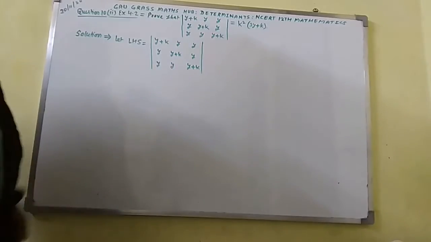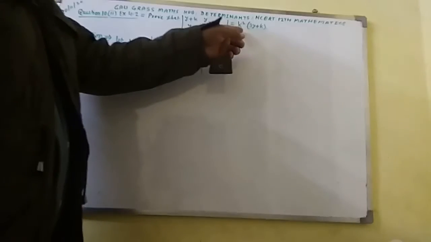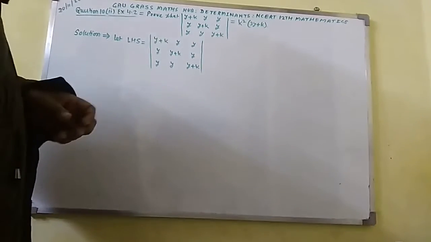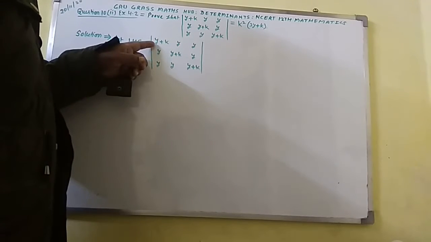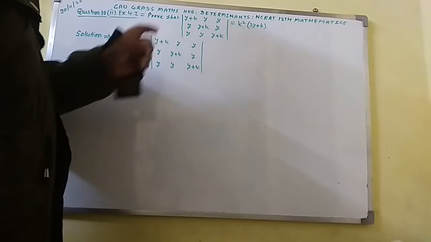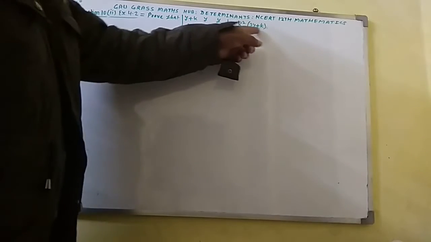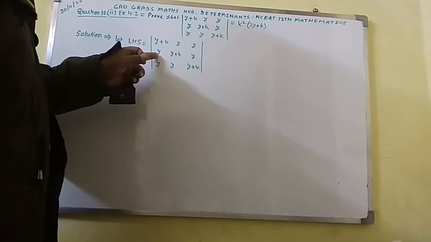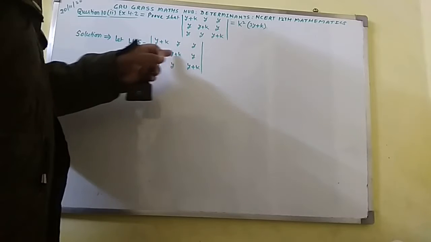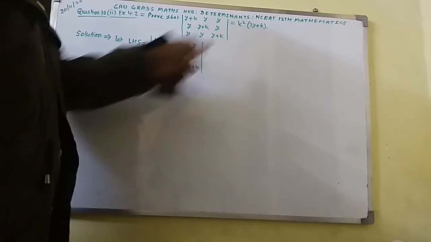Here you can see in the RHS 3y plus k is there. So if you add y plus k plus y plus y, y plus y plus y, you will get here easily 3y plus k. So this thing you will get in this row only. If you add this one y plus y plus y, you will get here 3y plus k. Here also y plus y plus y, you will get here 3y plus k. So this thing you will get easily.